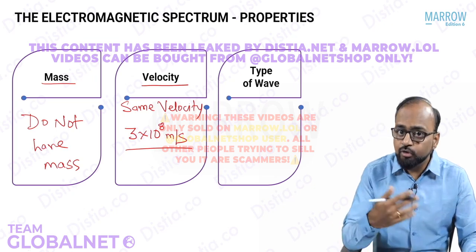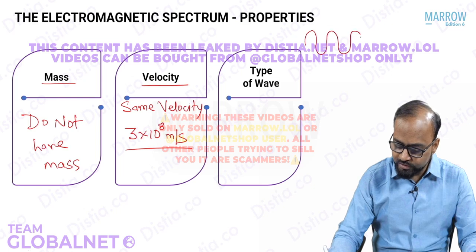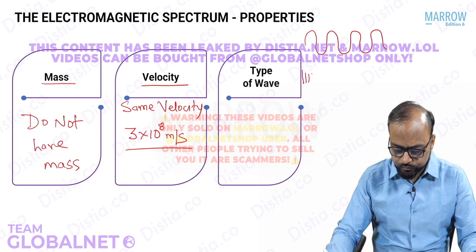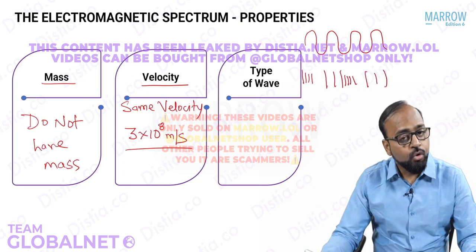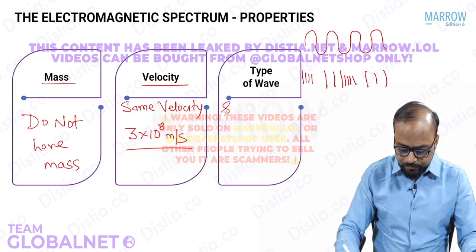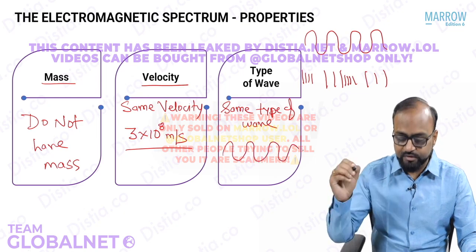What about the type of wave? Now there are different types of waves. See, this is one type of wave, crest and trough, crest and trough. This could be another type of wave, compression, rarefaction. All the components of the electromagnetic spectrum travel by the same type of wave, and that is usually this crest and trough.